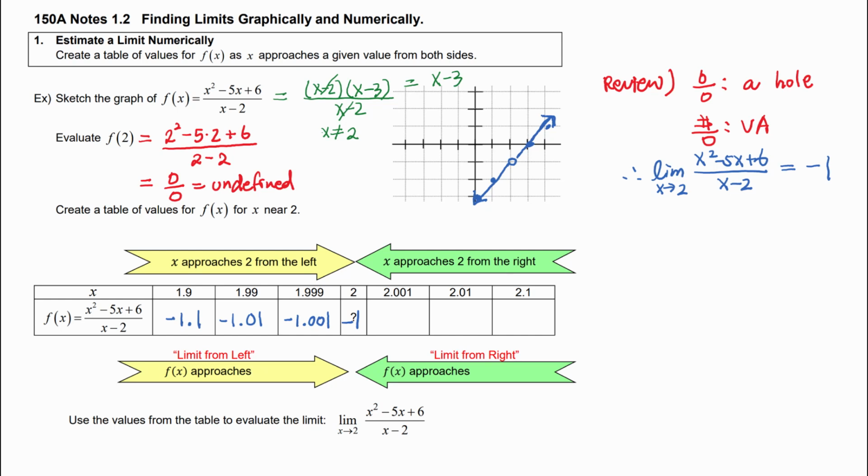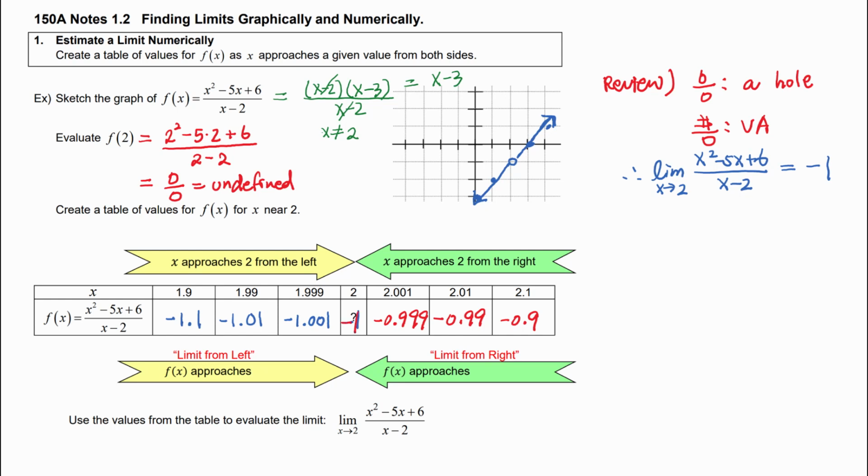Plug 2.1 into every x you see in your function. So that will be 2.1 squared minus 5 times 2.1 plus 6 over parentheses 2.1 minus 2. If you do that correctly, you're going to get -0.9. How about if you plug in 2.01? You get -0.99. How about when you plug in 2.001? Then you get -0.999.